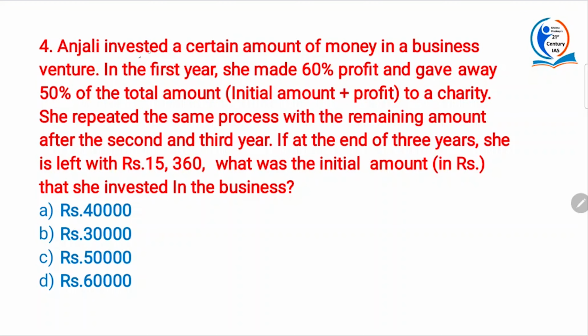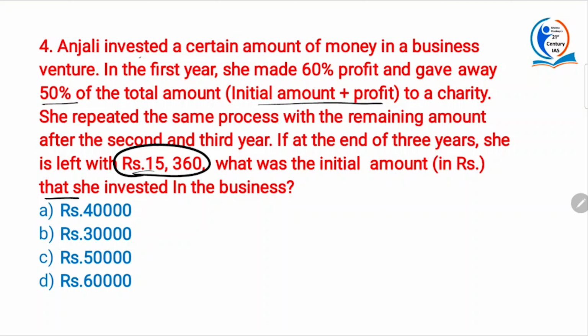Next, Anjali invested a certain amount of money in a business venture. In the first year, she made this much profit and gave away 50% of the total amount, that is initial amount plus profit, to the charity. She repeated the same process with the remaining amount after the second and third year. If at the end of 3 years, she is left with this much amount, what was the initial amount that she invested in the business?